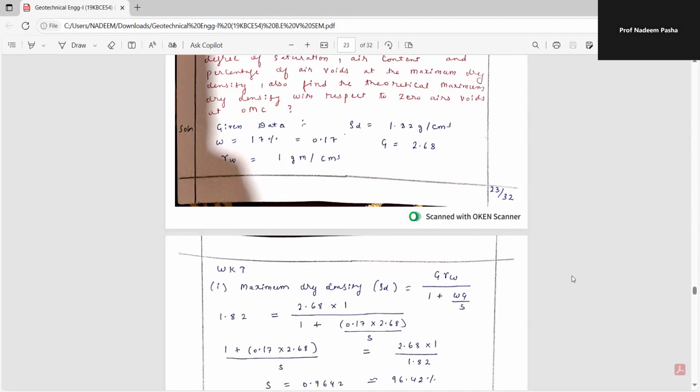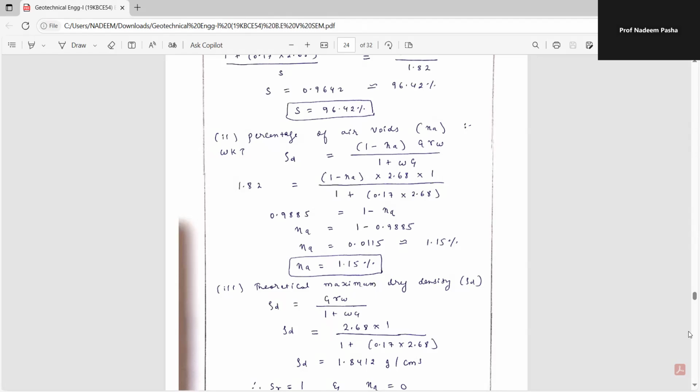So what is the given data? Gamma D is equal to 1.82 gram per centimeter cube. W equal to 17%, equal to 0.17. G is 2.68. Gamma W is 1 gram per centimeter cube. We know that the maximum dry density gamma D is equal to G gamma W divided by 1 plus WG by S. So it comes out to 1.82 equals 2.68 into 1 divided by 1 plus 0.17 by S. So the degree of saturation S comes out to be 0.9642, that is 96.42%.